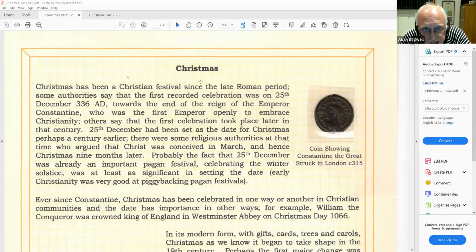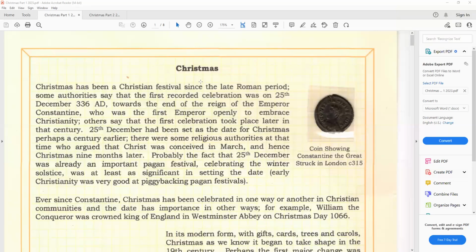But anyway, can people see a sheet with Christmas at the top and a Roman coin at the right? Yes, fine. Yes, we absolutely can see. Yeah, that's what I'm aiming for. Right. Let's start off then.